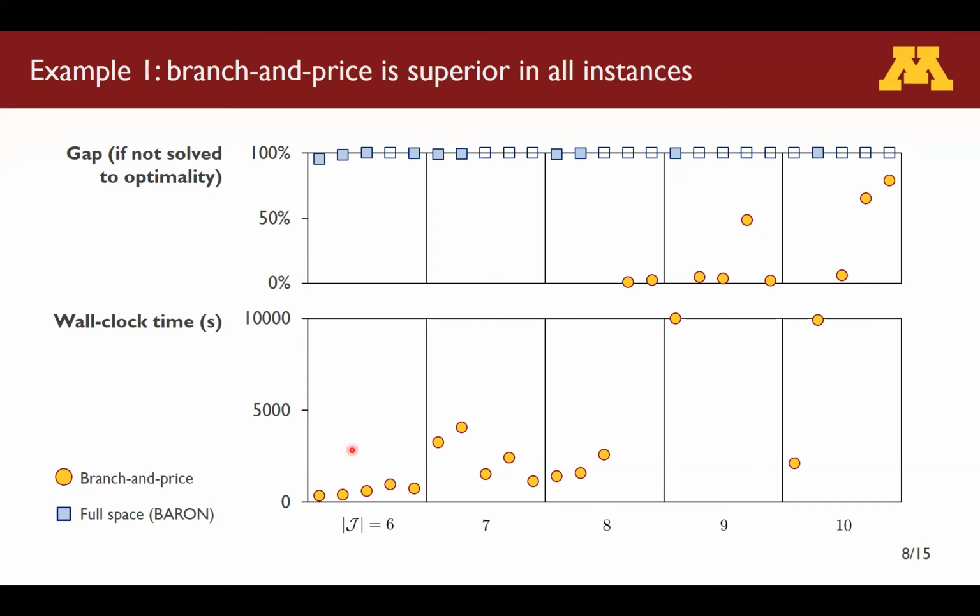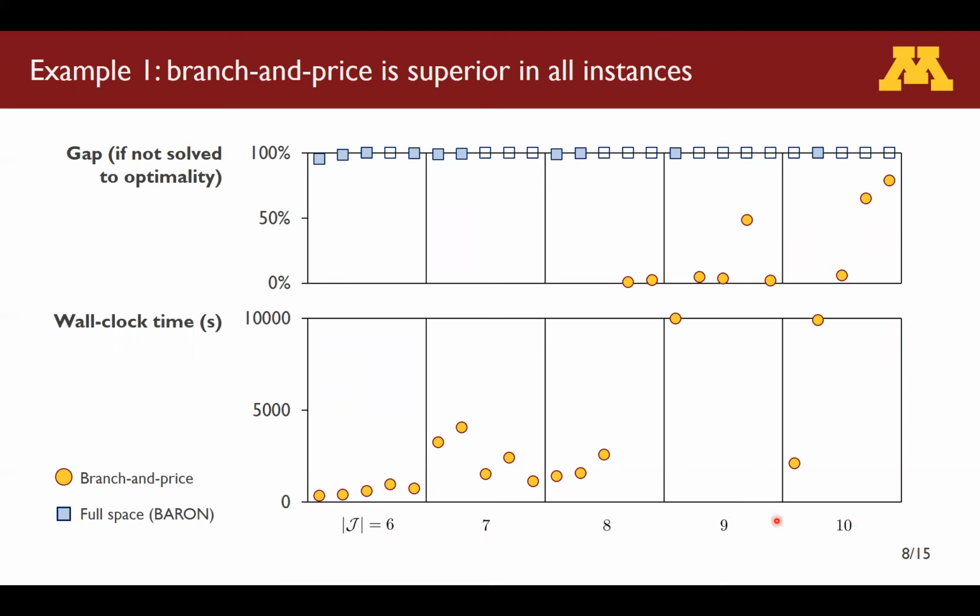We also organized the 25 instances into 5 blocks. They differ in the number of circles. For this block, we have 6 circles, then 7, and so on all the way up to 10. Within each block, the instances differ in the number of rectangles, which increases from left to right. So overall, the model size increases from left to right.